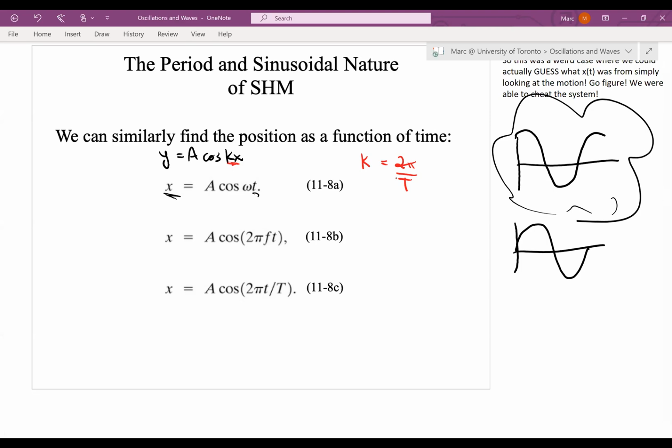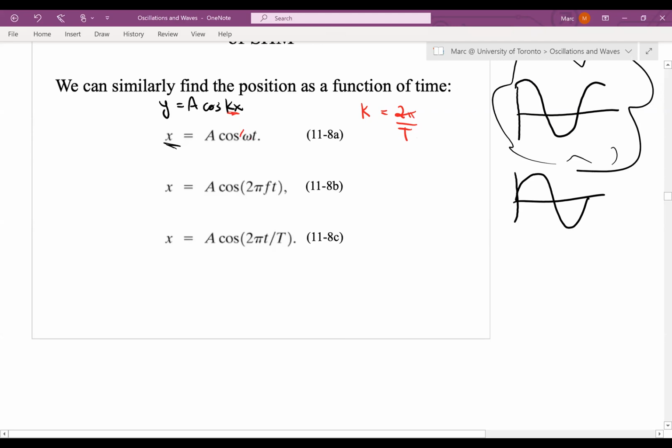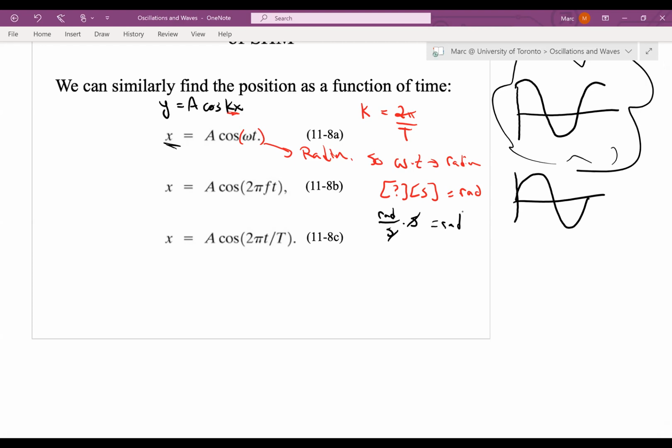Well, the same pattern sort of fits. Instead of k, we use omega because we're not using x as our independent variable, we're using time. So here we know cosine takes in a radian. So omega times t has to give you a radian. We know t is measured in seconds, so something times seconds has to give you a radian. Obviously the answer there is radian per second times second gives you a radian. So that's how I know it's omega. And we've seen omega before. It's the angular velocity, the rate at which the angular displacement is changing. It's the same omega we learned in the previous chapter.